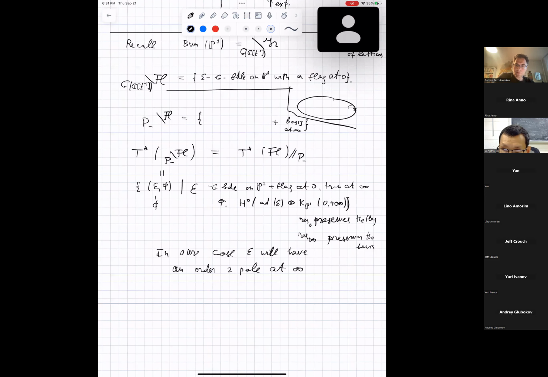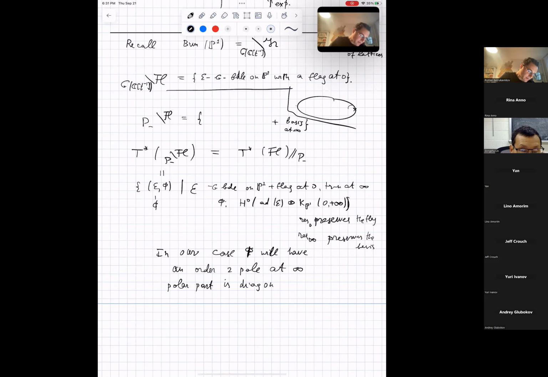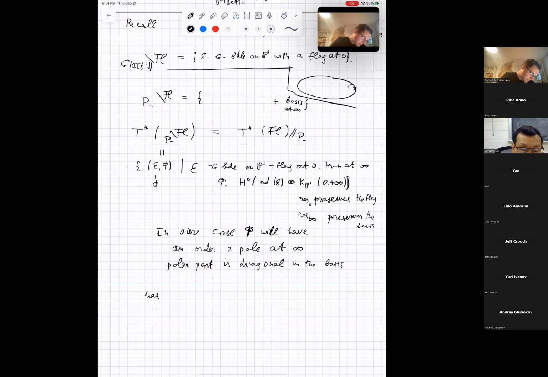So that, not E, probably phi. Yeah, thank you. Yes, phi will have an order 2 pole at infinity, so that the polar part is diagonal in that basis and has fixed generic eigenvalues determined by S. Maybe in the previous notations, like number 1.